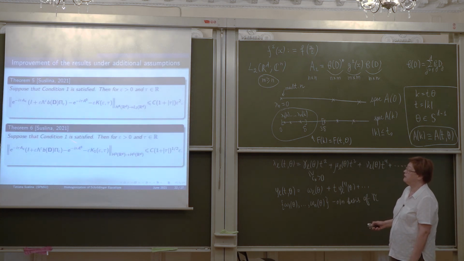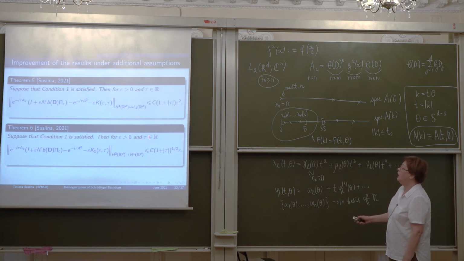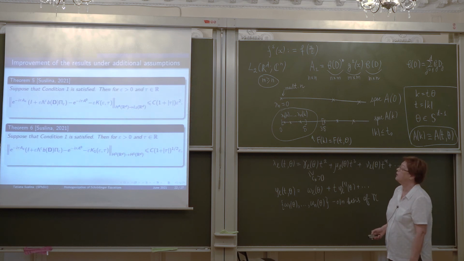Next theorem, under the same condition 1, the result of theorem 3 is improved. Now here we have the norm from H3 to H1. In the general case, it was from H4 to H1. And another improvement on the right, we have square root of tau. In the general case, it was linear growth in tau.